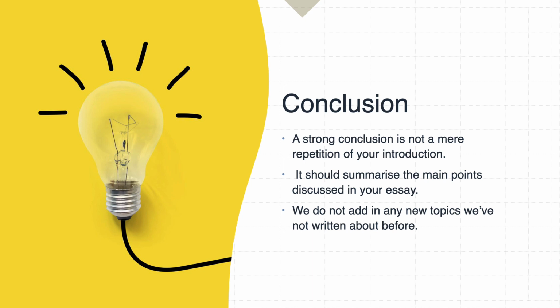And lastly, we have our conclusion. This is all about telling the examiner what our essay has told them. We can really look at our essay in 3 different stages. The introduction tells them what we're going to tell them. Our body, paragraphs 1 and 2, tell them. And our conclusion tells them what we told them.